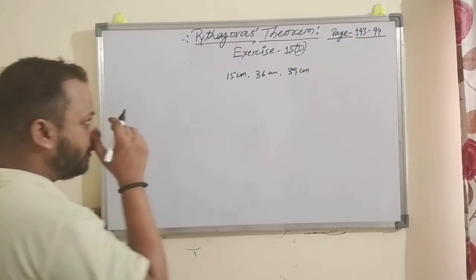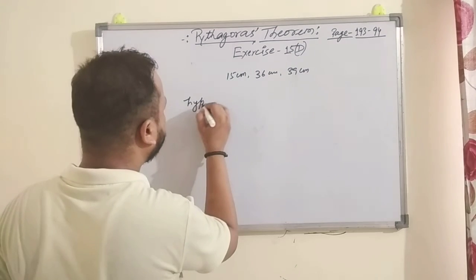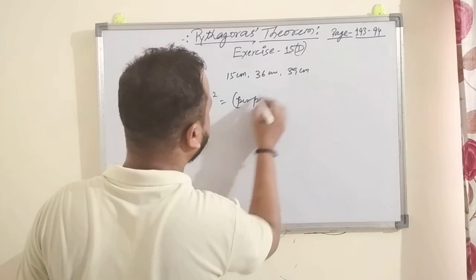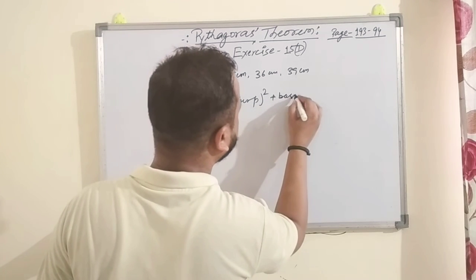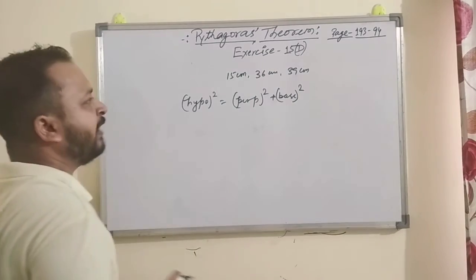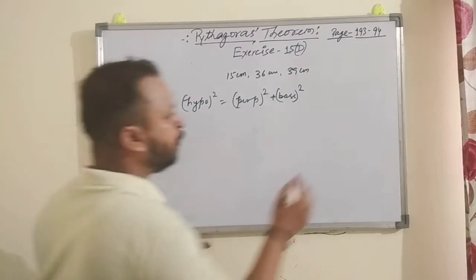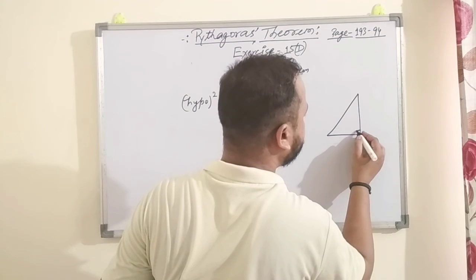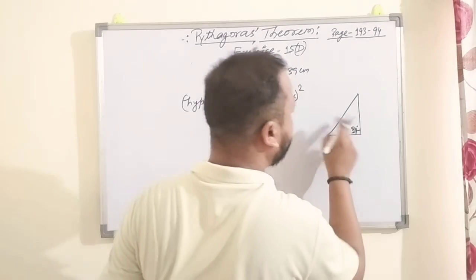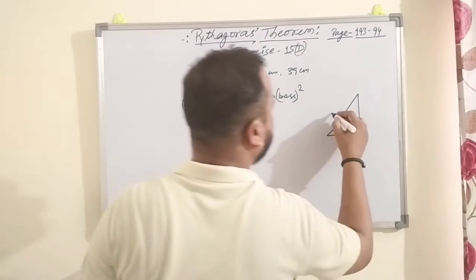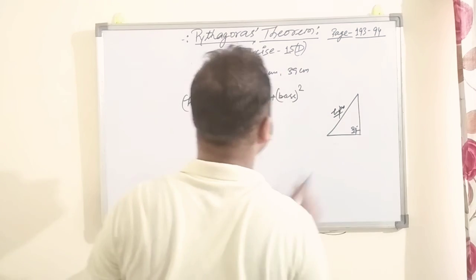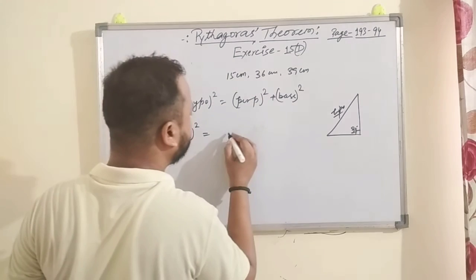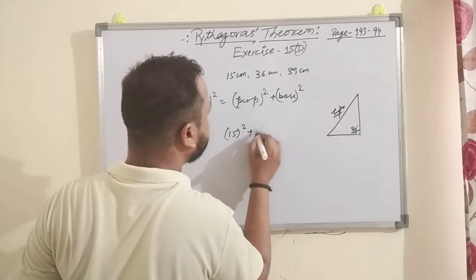So what you have to do is, you know the formula: hypotenuse square is equal to perpendicular square plus base square. The longest side you have to take as the hypotenuse. Why? Because in a right angle triangle the maximum angle is 90 degree, and opposite to that 90 degree is the hypotenuse, which is the longest side. So 39 square is equal to 15 square plus 36 square.